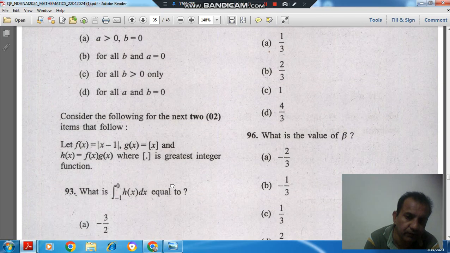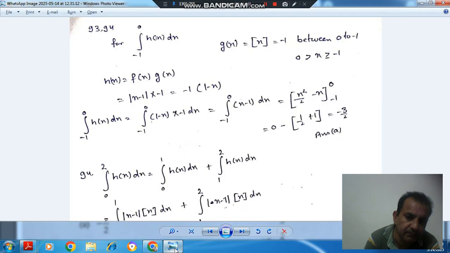So here, first of all, taking question number 93. We have to find the integral from minus 1 to 0 of h(x) dx, and h(x) is f(x) into g(x). Within this limit of minus 1 to 0, the greatest integer function g(x) will be equal to minus 1, because x is varying from minus 1 to 0. So x can be equal to or greater than minus 1, but it is less than 0, so the greatest integer function is minus 1.